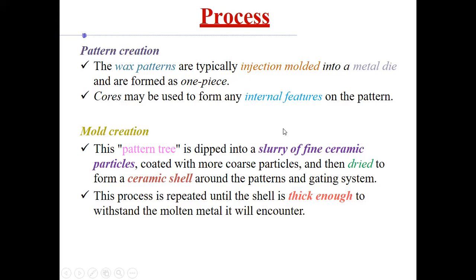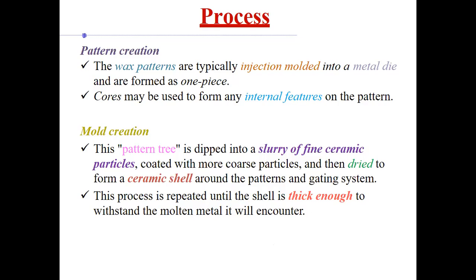It also depends on the weight of the casting, because the weight of the casting will decide how much molten metal has to be inside and how much pressure it will exert on that coating. So that shell has to withstand that. So you will dip it, dry it, like that, and you will have that shell around the pattern in the gating system. This process is repeated until the shell is thick enough to withstand the molten metal it will encounter.